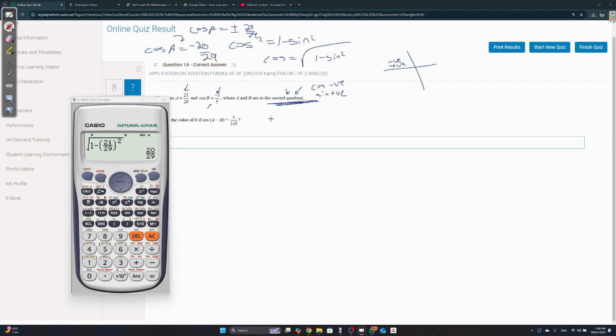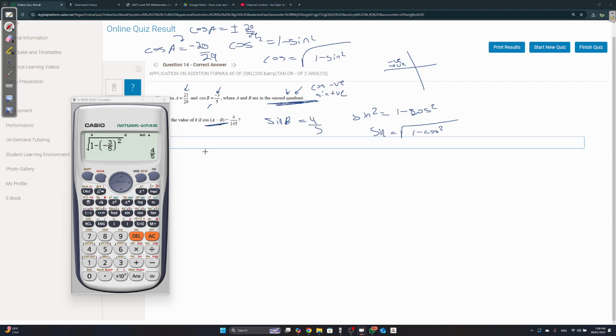Now how about sine B? How do we do sine B? Sine squared is equal to 1 minus cosine squared, right? So if you want sine, you just do square root of 1 minus cosine squared. So it's going to be square root of 1 minus negative 3 over 5 squared. Over here, you can get 4 over 5. So sine B is equal to 4 over 5.